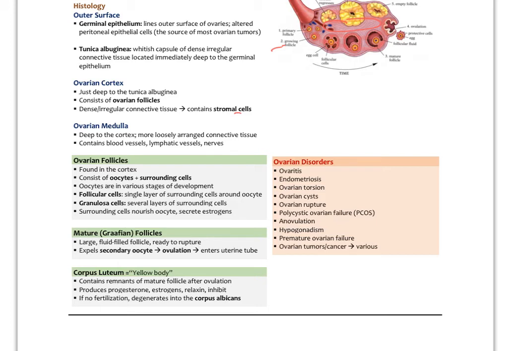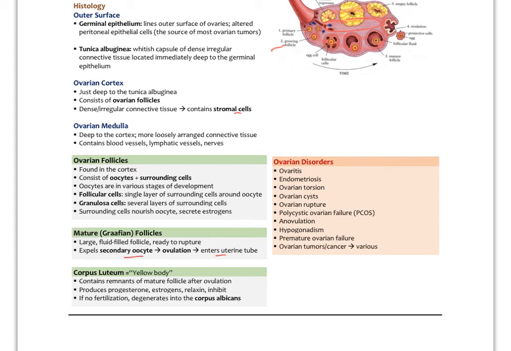And then once the follicles get to a certain stage of development, we call them mature or graafian follicles. And these are follicles that are large, fluid-filled, ready to rupture. And they expel what's called a secondary oocyte, which is going to ovulate. And that's going to enter the uterine tube. And then it's going to undergo a further stage of development right before the sperm combines to form a complete egg cell.